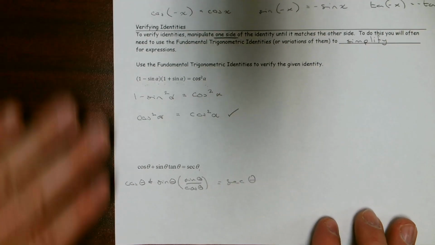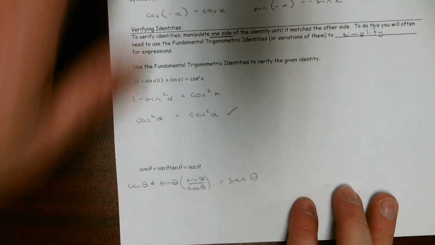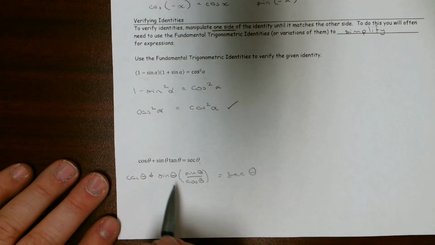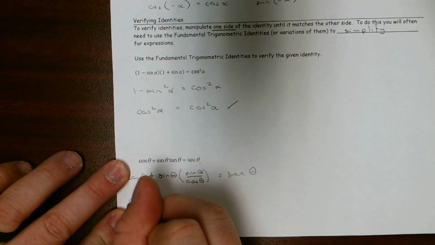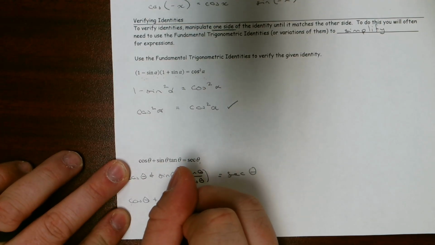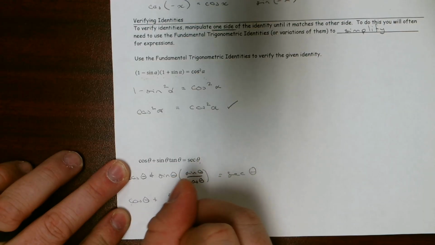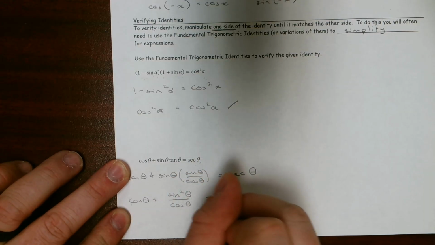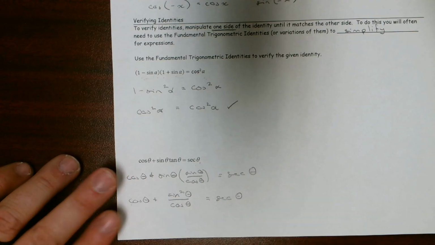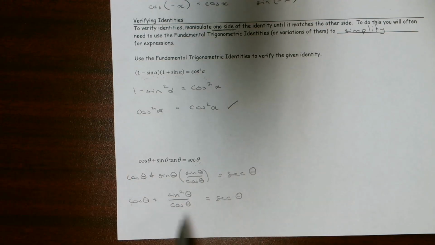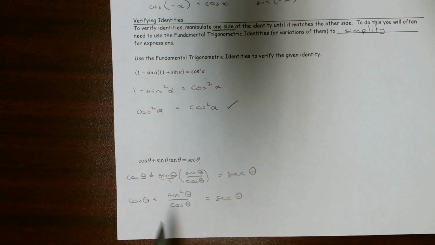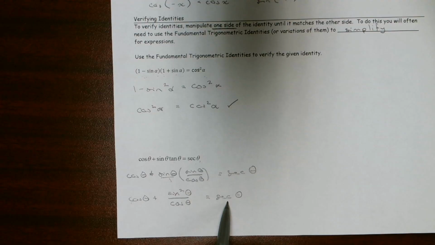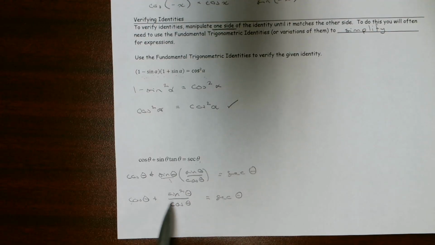Now, multiply these two fractions, and I'm going to end up with cosine theta plus sine squared theta over cosine theta, which should be equal to secant theta. All I did was multiply. This is sine over 1. That's all I did. Now, looking at this, I've got something plus something supposed to equal one thing, so I know I want to combine these two things into one thing.